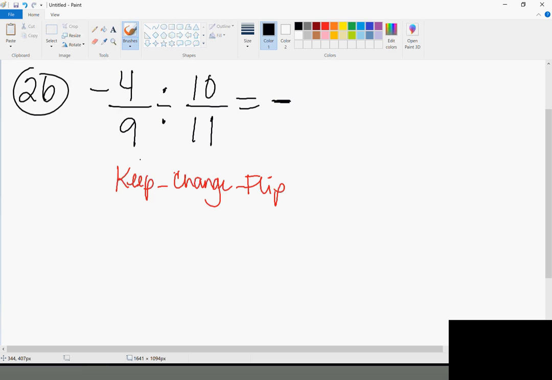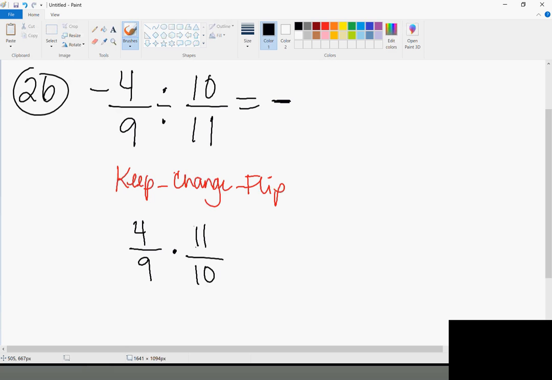So now I'm going to deal with that 4 over 9 divided by 10 over 11. So that's going to be, keep means keep the first fraction the same. Change means change division into multiplication. And then flip means you literally flip over the fraction. So 10 over 11 will become 11 over 10.